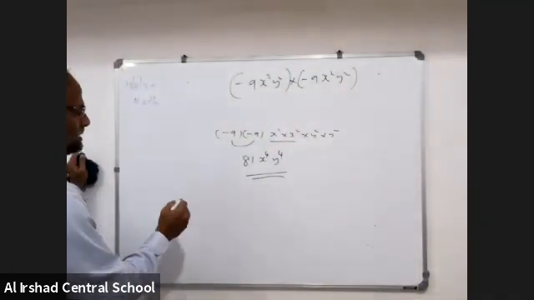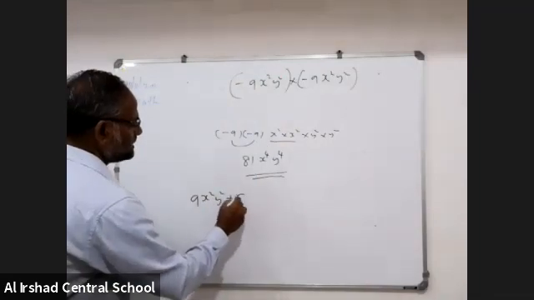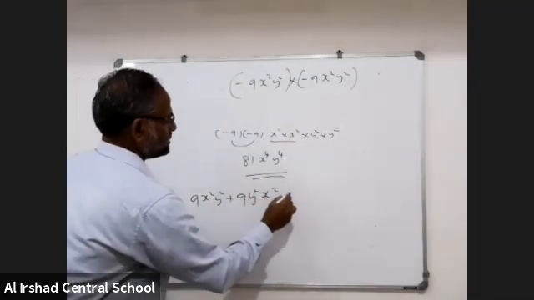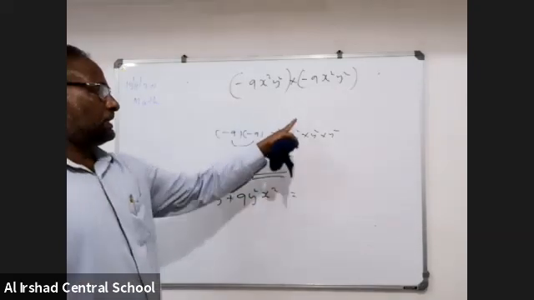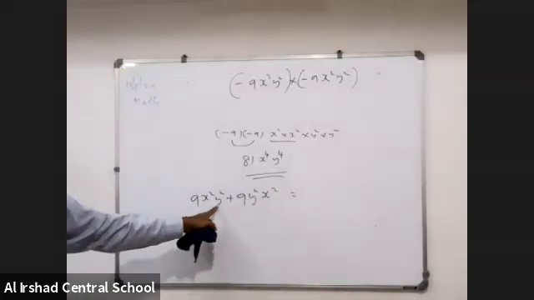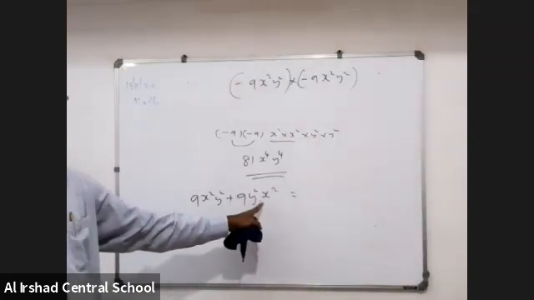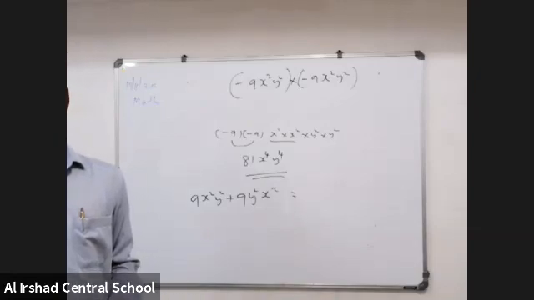Suppose the question is 9s square y square plus 9y square s square. Understand the question? This is multiplication, and I told you the answer is correct. Suppose the question is 9s square y square plus 9y square s square. What is the answer? This is addition. 18, yes.